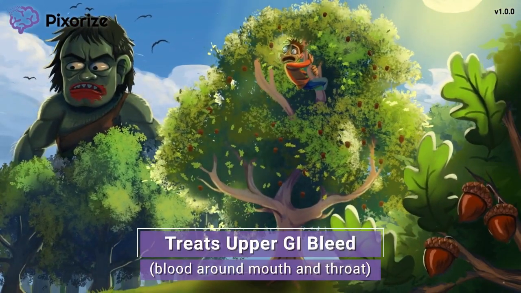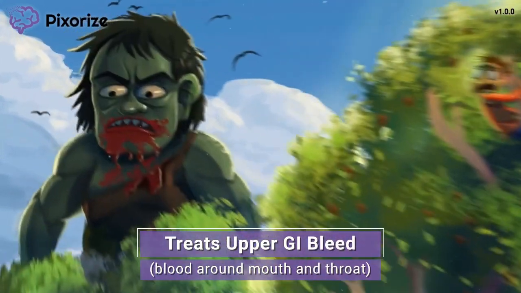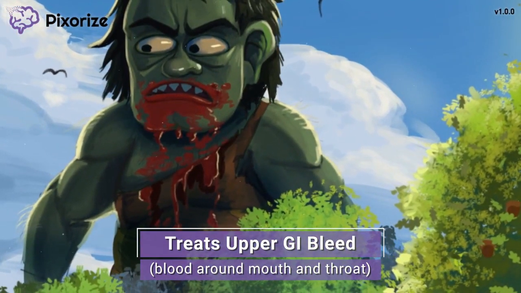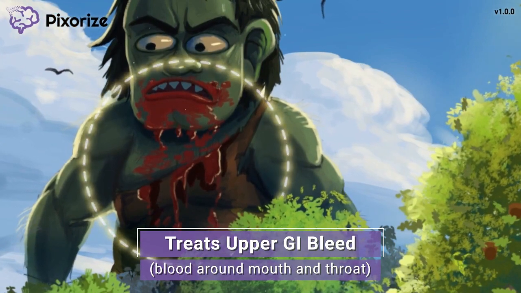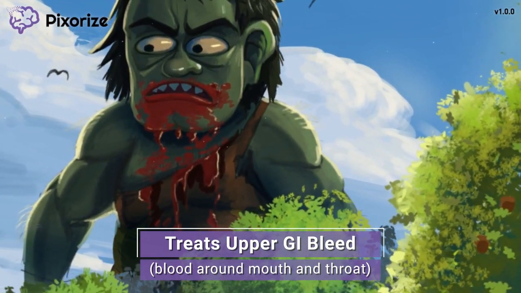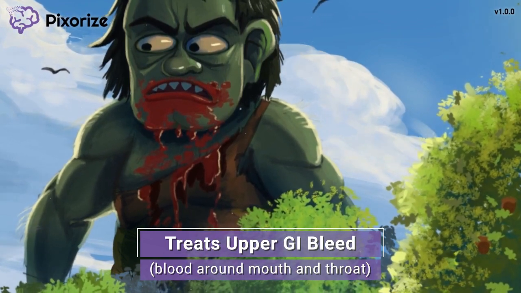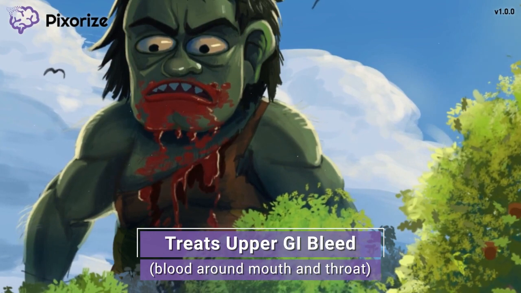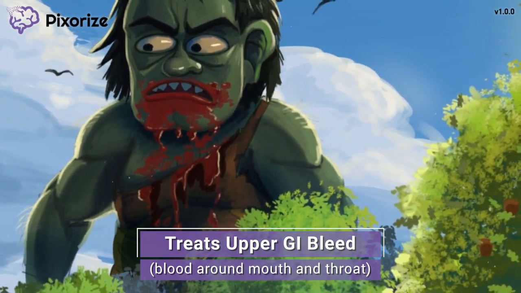Some giants might be friendly, but that doesn't seem to be the case with this particular giant, who seems to have blood dripping from his mouth down his throat. The blood around the mouth and throat represents upper gastrointestinal tract bleeding, because when we talk about upper GI bleeds, we are referring to bleeding from the mouth, esophagus, and stomach areas. Once we get down into the intestines, that is considered the lower GI tract.